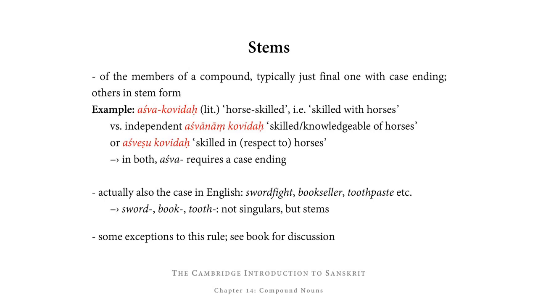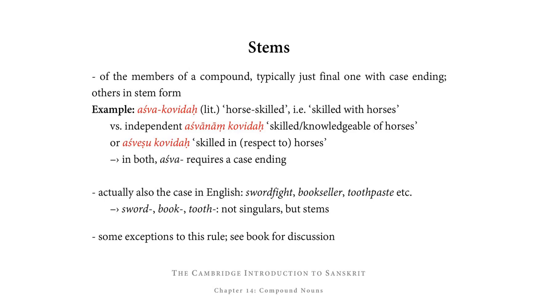This is typical of Sanskrit compounds. If we wanted to render this expression by means of independent words, then the first word, Ashwa, would indeed also have to have an ending. So for example, we could say Ashwanan Kovidach or Ashweshu Kovidach. Both of these would be syntactically correct, and the first would mean literally skilled or knowledgeable of horses, and the second one skilled or knowledgeable in respect to horses. But in both of them, the point here is that Ashwa would indeed require a case ending. In a compound, the first member, or all but the final member, don't require a case ending.